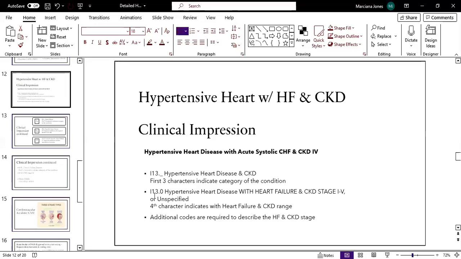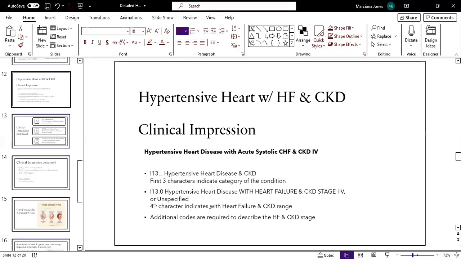So then you're going to come down here, I13.0. And this is hypertensive heart disease with heart failure and CKD stage 1 through 4 or unspecified. So let me break this down for you. Once you add the heart failure into it, then you're going to go I13.0. And this is heart failure in CKD. Now this is only for patients who have stages 1 through 5. If they have 1 through 5, or if the stage is unspecified in the chart, then you're going to use I13.0.